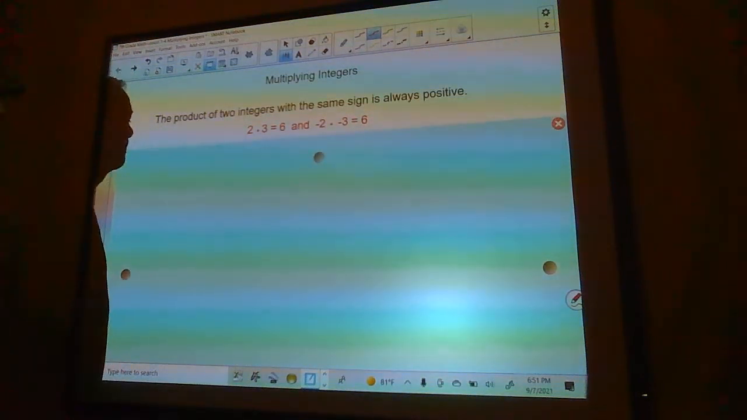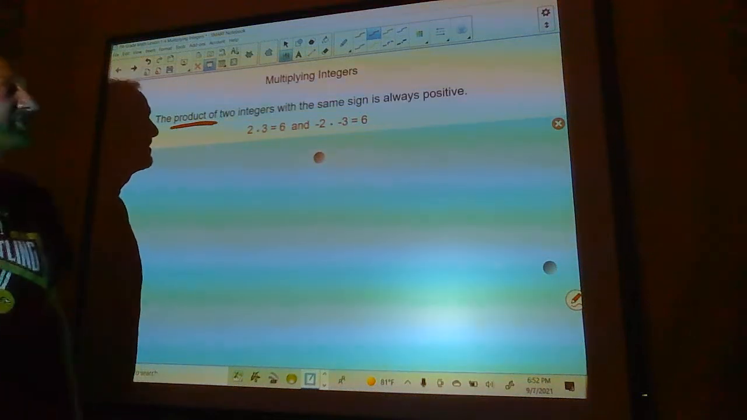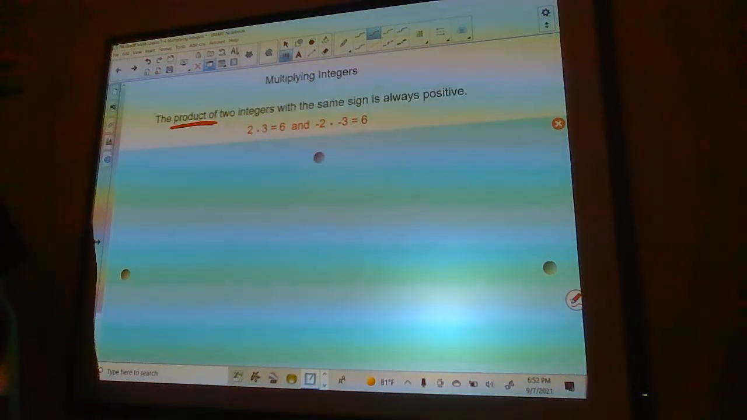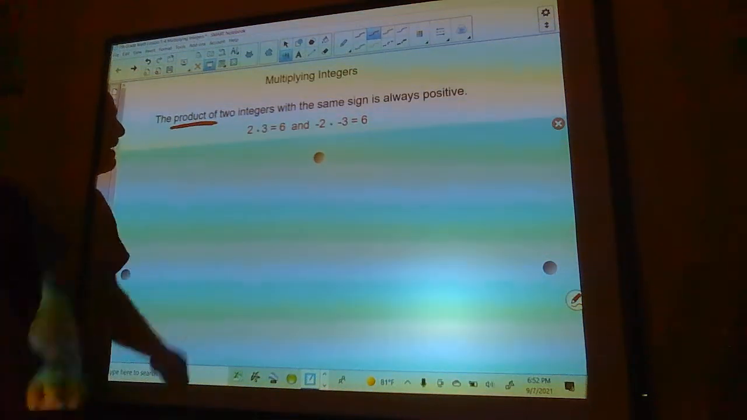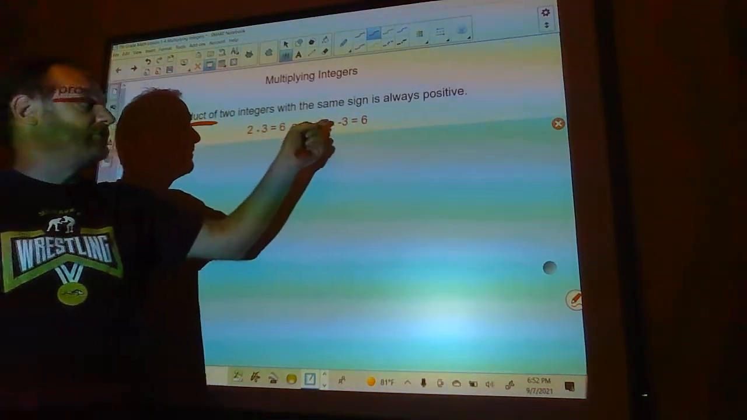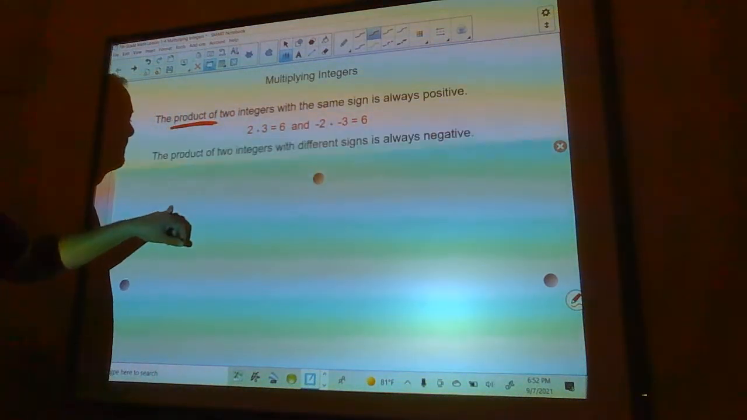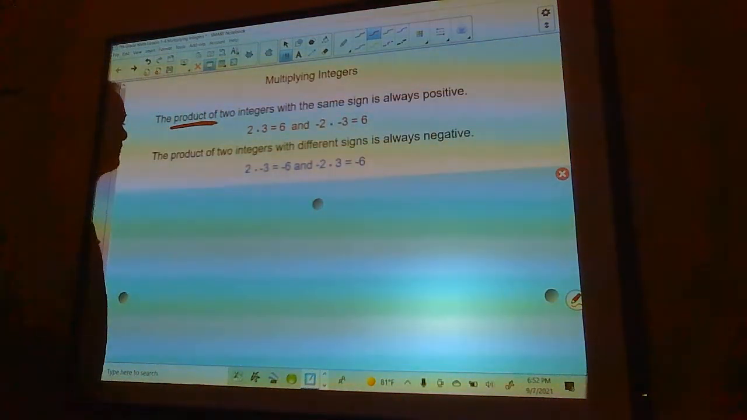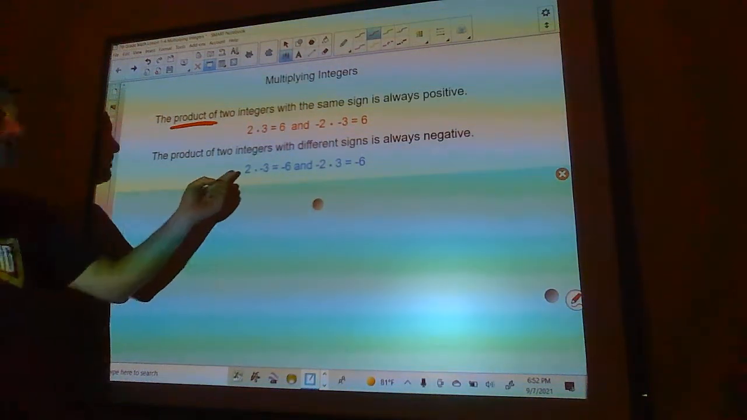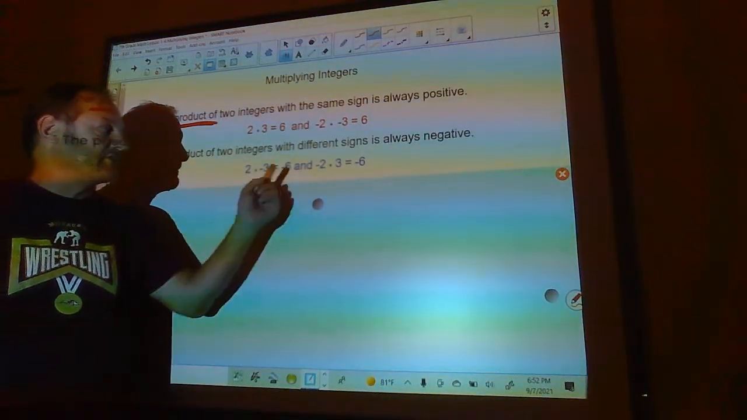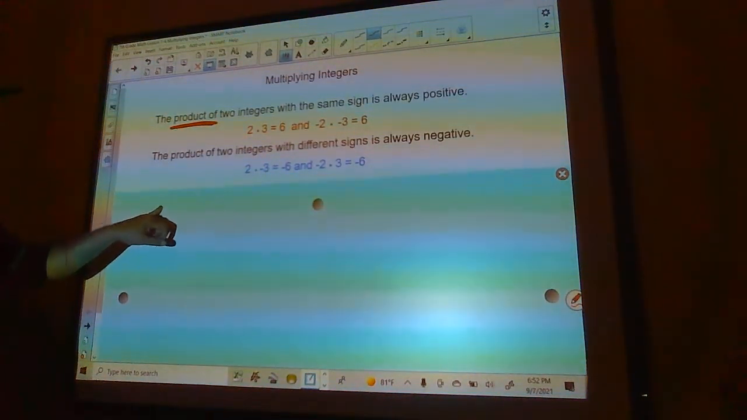So the product means multiply. The product of two integers with the same sign is always positive. So positive 2 times positive 3 is positive 6. Negative 2 times negative 3 is positive 6. The product of two integers with different signs is always negative. So 2 times negative 3 is negative 6, and negative 2 times positive 3 is negative 6.